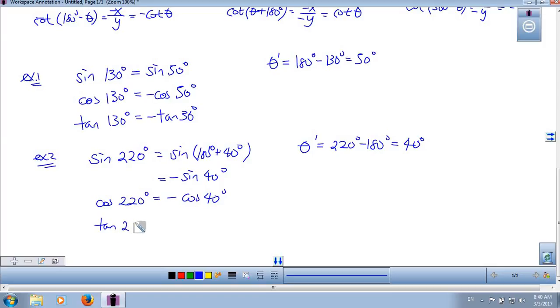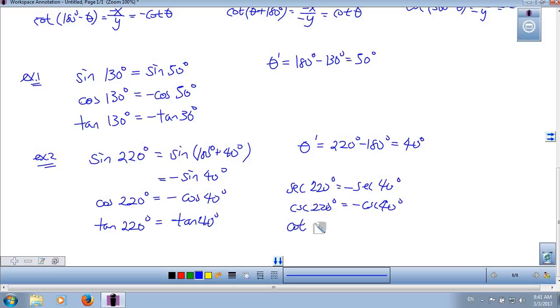Then what about tangent of 220? Tangent of 220 will be positive tangent of 40 degrees. The reason is that tangent is positive in the third quadrant. Secant of 220 degrees would be a negative secant of 40 degrees. Cosecant of 220 would also be a negative cosecant of 40 degrees, and cotangent of 220 degrees would be a positive cotangent of 40 degrees.